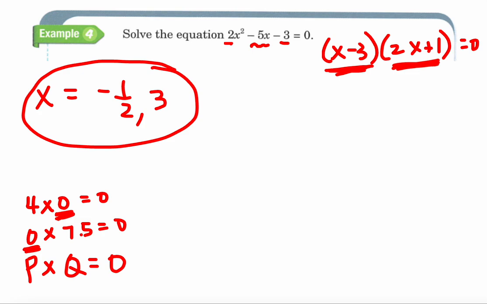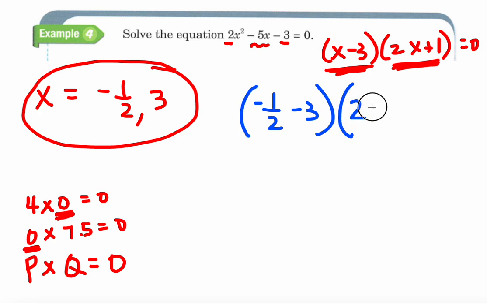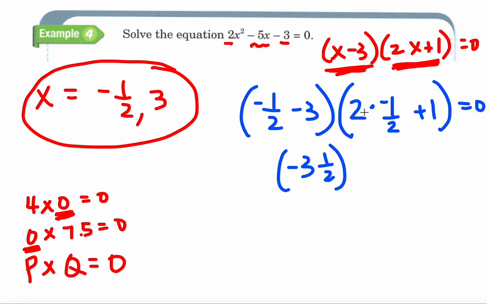I'm going to use a different color. So all I'm doing now is plugging in x equals negative 1/2. Okay, if x equals negative 1/2, I end up with negative 1/2 minus 3 times 2 times negative 1/2 plus 1. Set that equal to 0. Here you're going to get something nasty. Negative 1/2 minus 3 is negative 3.5. Doesn't really matter at this point.